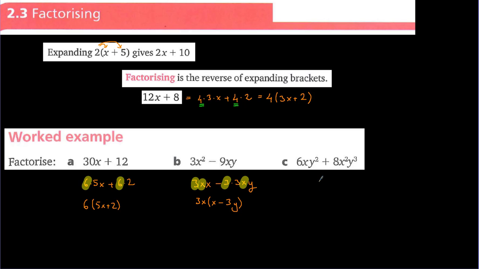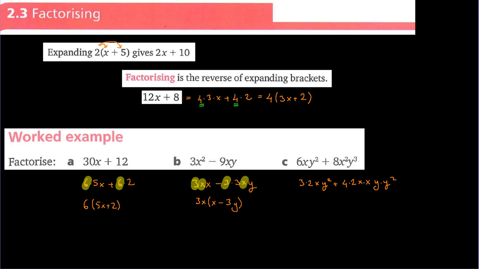Here, this expression 6xy squared is going to be equal to 3 times 2 times x times y squared, plus 4 times 2 times x times x times y cubed. I'm not going to separate, because I know that y cubed is equal to y squared times y. Also x squared can be written as x times x, and y cubed is written as y times y squared. Now these are the common terms.